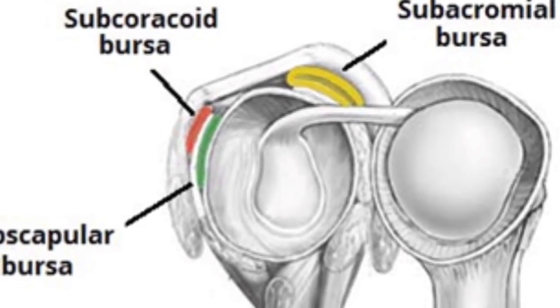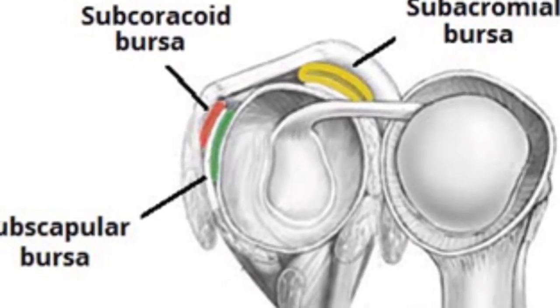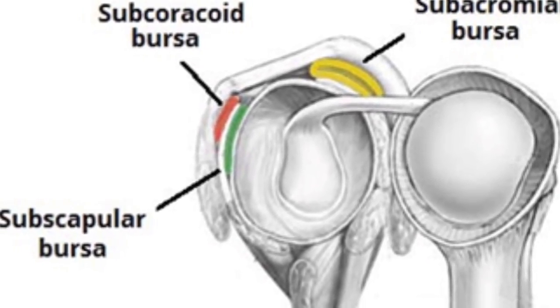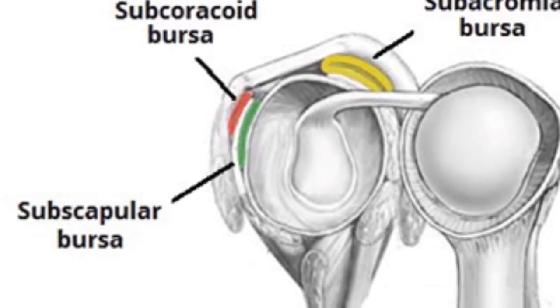Subscapular. Located between the subscapularis tendon and the scapula, it reduces wear and tear on the tendon during movement at the shoulder joint. Both are pictured below.